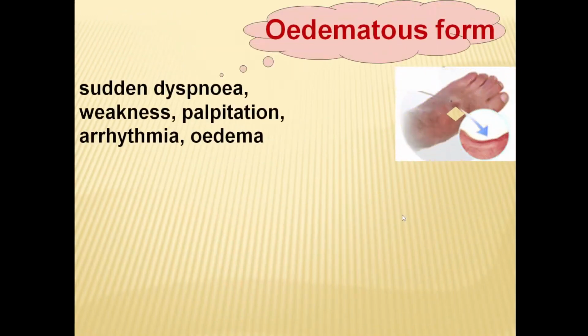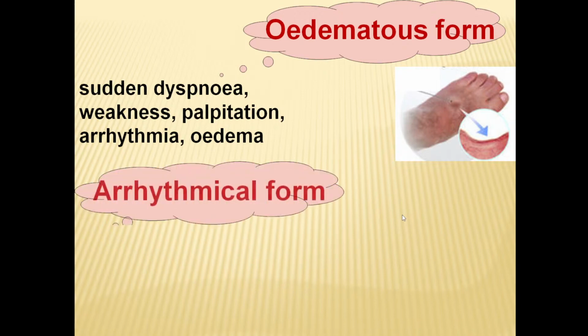Edematous form is also manifested with sudden dyspnea, weakness, palpitation, different types of arrhythmia, and pronounced edema. But it is more characteristic for the patient with long-standing preceding pathology of the heart, who has chronic heart failure, and sometimes, due to affection of coronary vessels together with chronic heart failure, there will be a state of myocardial infarction accompanied by acute heart failure, when the symptoms of heart failure become more pronounced, especially edema.